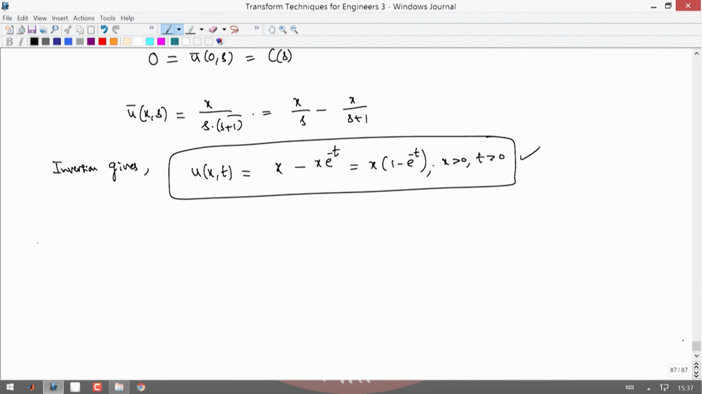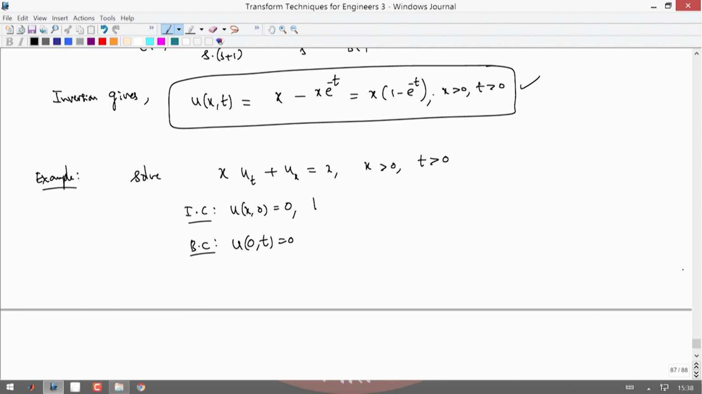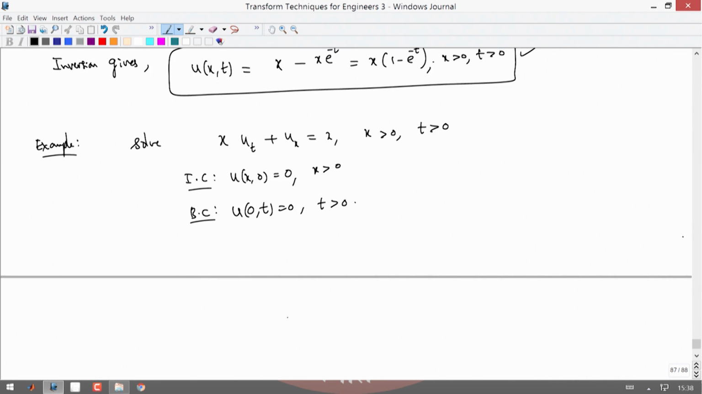Let me use one more example. How do you solve some other problems? Let me use the same simple problem, and I change this equation a little bit. So, I use x u t plus u x equal to x, x is positive, t is positive, and let me use the same initial data, that is u at x 0 is 0, and the boundary data is also the same. So, let me use u at 0 t is also 0, for every x positive and for every t positive.